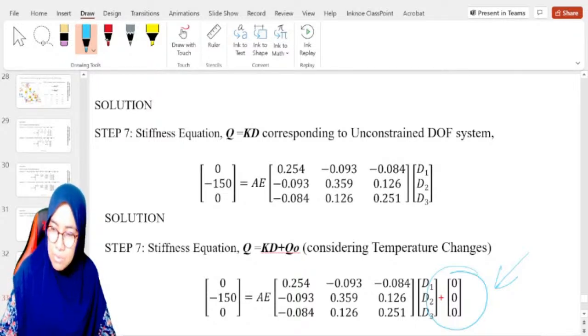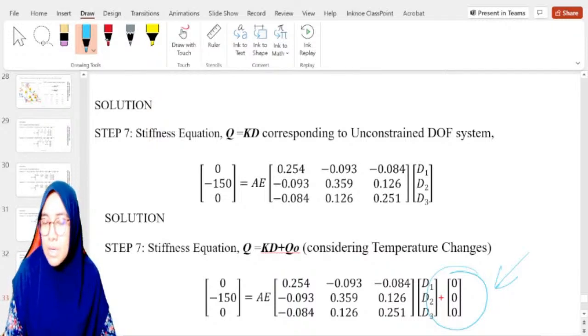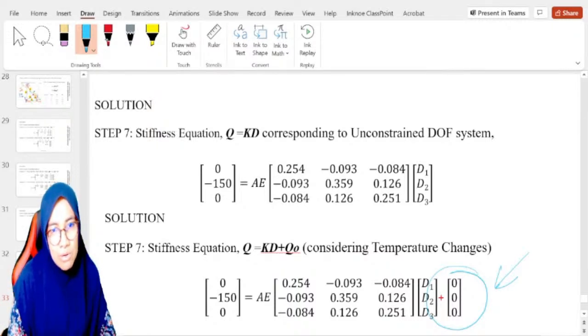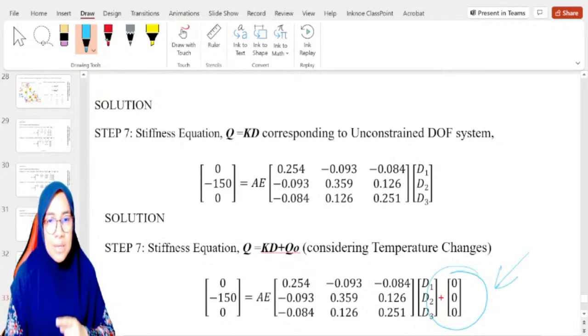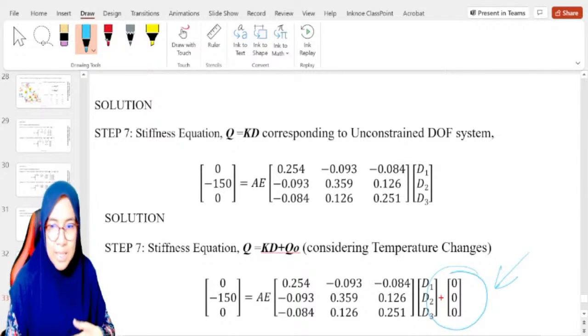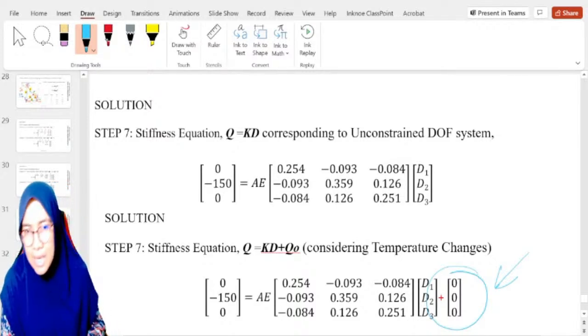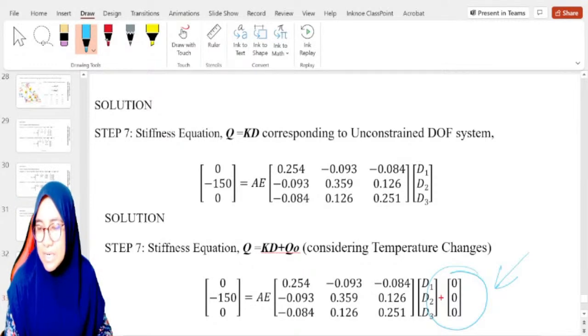So that value, the blue circle which I highlighted, I will show you how we include these temperature changes into the stiffness equation in order to calculate the unknown displacement for this truss question. This part I will continue in the next video, after this video.